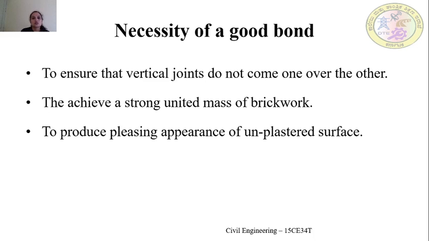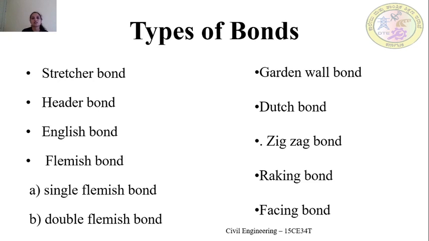So what are the necessities of a good bond? First, to ensure that vertical joints do not come one over the other, to achieve a strong united mass of brickwork, and also to produce a pleasing appearance of unplastered surface. The next slide is types of bonds. There are several bonds like stretcher bond, header bond, English bond, Flemish bond, English Flemish bond, double Flemish bond, garden wall bond, Dutch bond, zigzag bond, raking bond, and facing bond.